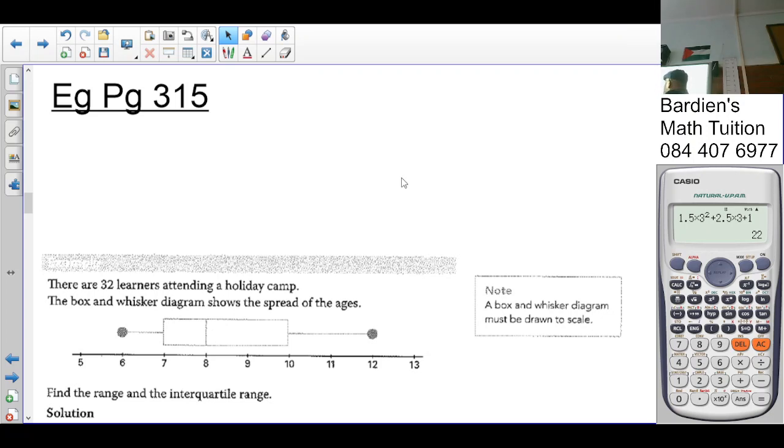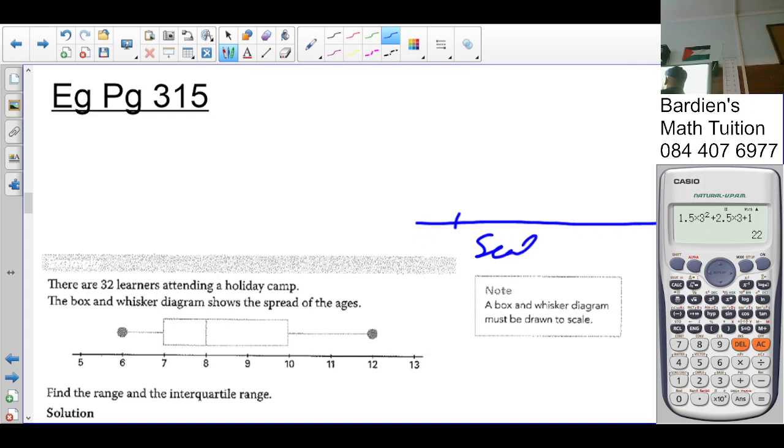That means when we draw a box and whisker diagram, and you will see in our next example, I think we would need to draw a box and whisker diagram, the first thing is we draw a scale. We're going to draw a scale first, and then we plot our box and whisker diagram on it. This is what this note is saying. Anyway, the question says find the range.